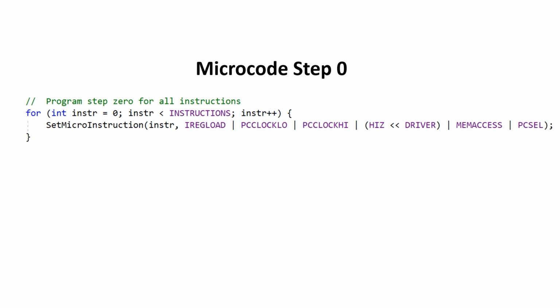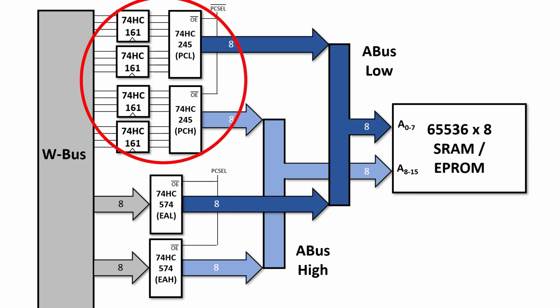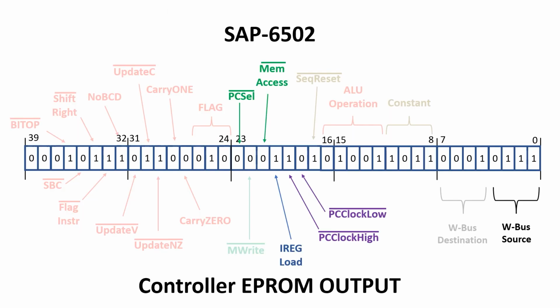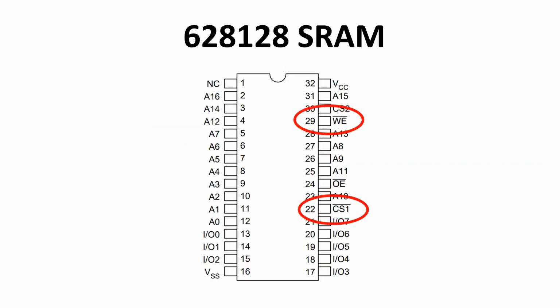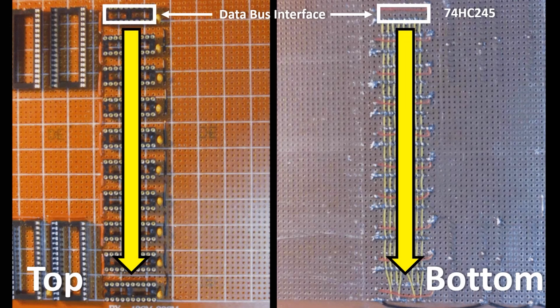Anyway, back to our fetch micro instruction. We know that these signals will be asserted. The first one I want to look at is PCSelect. This will select the upper pathway here, which means the program counter is driving the address lines. memAccess is asserted, but mWrite is not asserted. These two signals are connected up to the static RAM, and they'll cause a static RAM read at the address pointed to by the program counter. They're also connected to this 74HC245 bus interface chip, which will cause the output of the static RAM to be broadcast on the W bus.